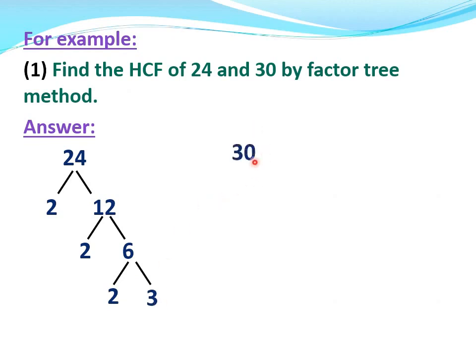Now write here 30. Now factorize 30. Now divide 30 by 2. 30 is divisible by 2. 2 multiply 15 equal 30. Write 2 here and 15 here.